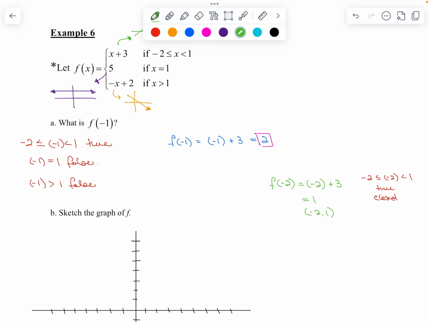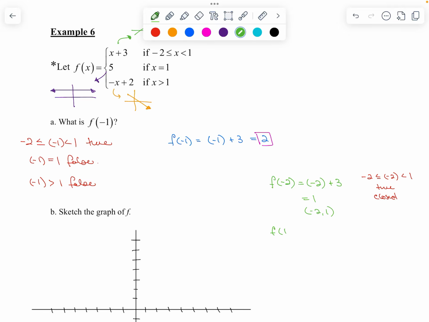Then I look at plugging in 1, so the other endpoint of that restricted domain. So again, -2 to 1. Okay, so now I'm going to plug in the 1. So that's 1 plus 3, so that I get back 4. So I have the point 1, 4. And when I check to see if -2 is less than or equal to 1, less than, just less than 1, 1 is not less than 1. So this gives me back something that's false. So this is going to be open. It's going to help guide me, but it's not an actual point on the graph. Okay, so I'm going to use an open circle on that one.